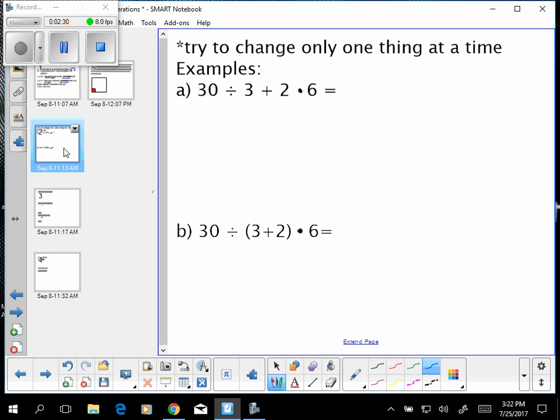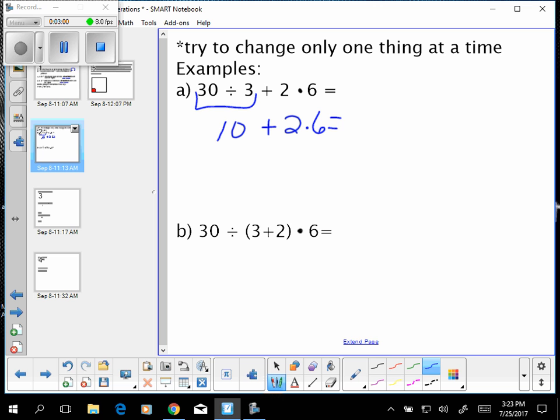The first thing we're supposed to look for is parentheses, and if you'll notice, there aren't any. And as a matter of fact, you will not have any exponents in this lesson. So the next thing we need to look for is multiply and divide in order from left to right. So I'm going to start with this 30 divided by 3. 30 divided by 3 is 10. I'm going to copy the rest of the problem down.